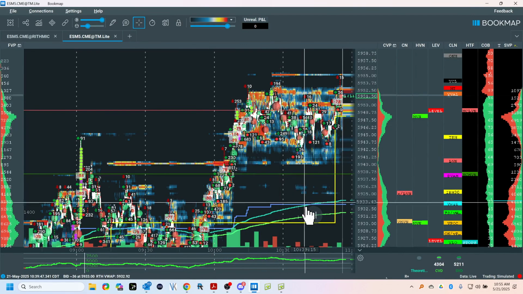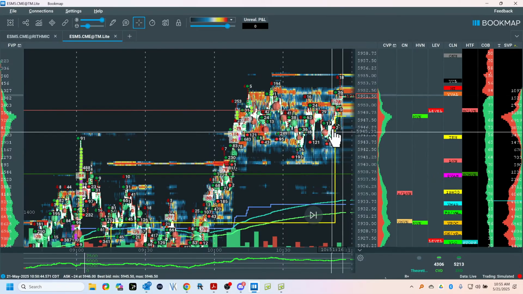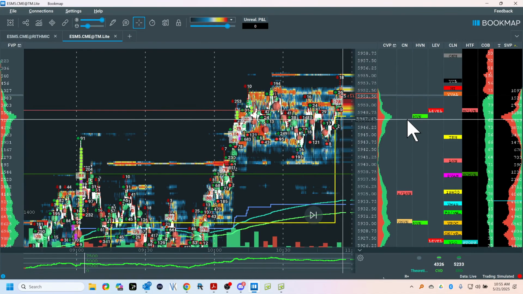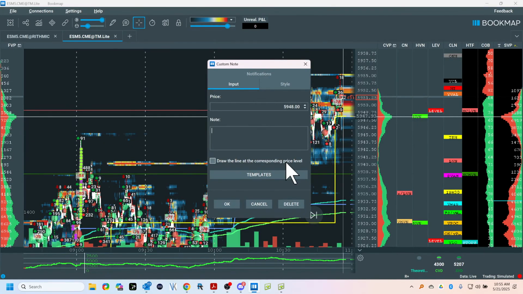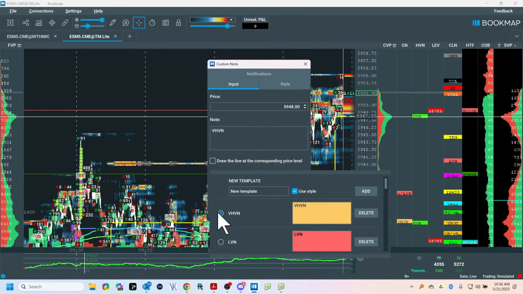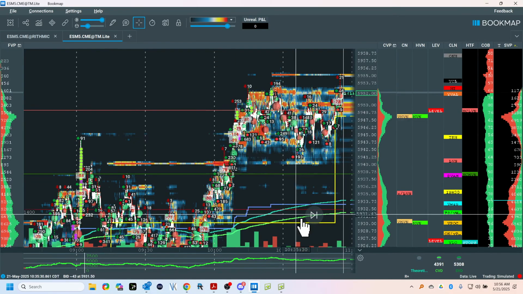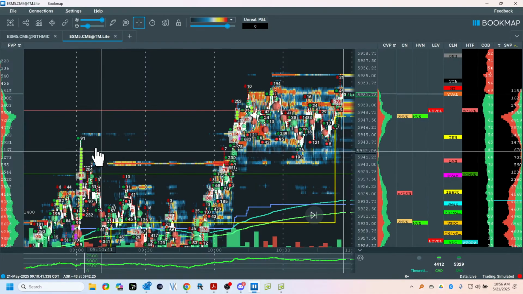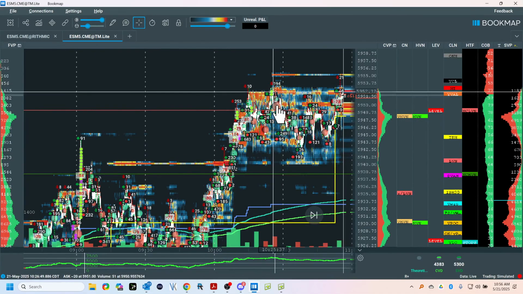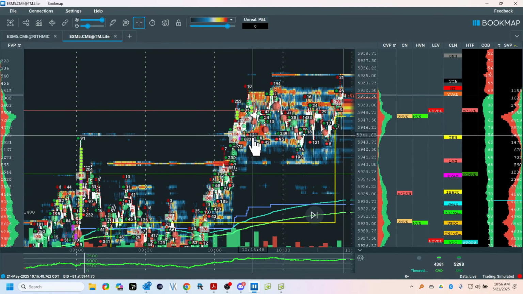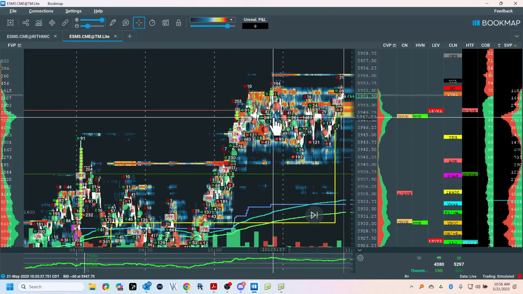Now what? We get VPOC migration. This again is supporting higher prices. I would be long again if I was not streaming. Got to mark this variable high volume note. So what's the language here? The language is too low. Once we got above the news break, it becomes support. So this is the first long for me.